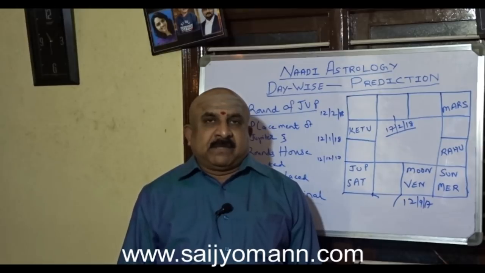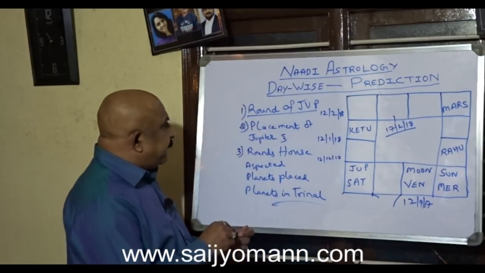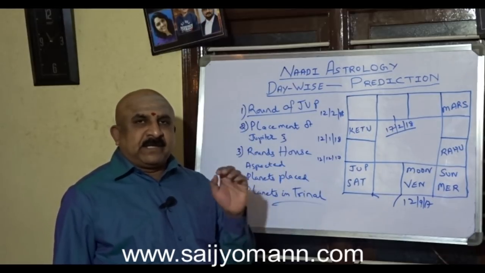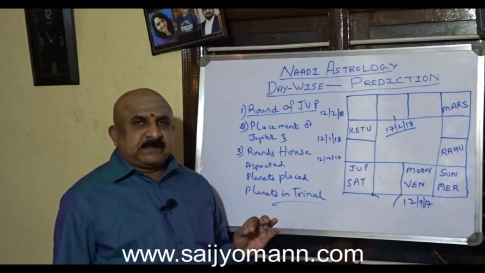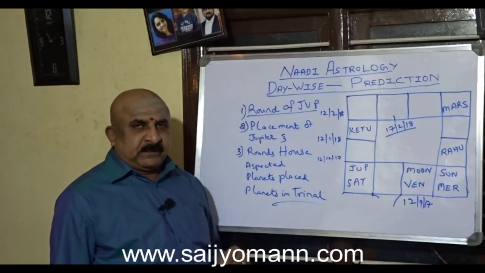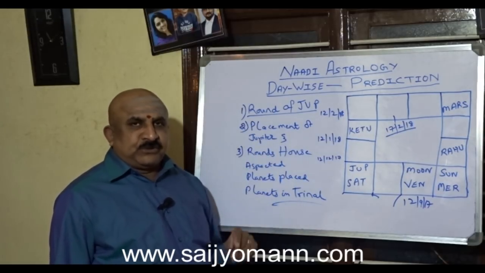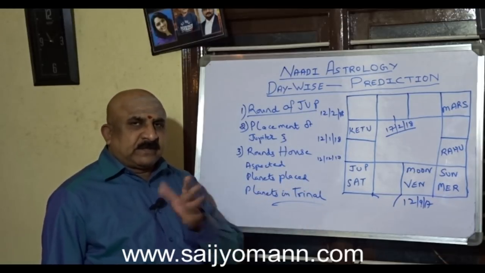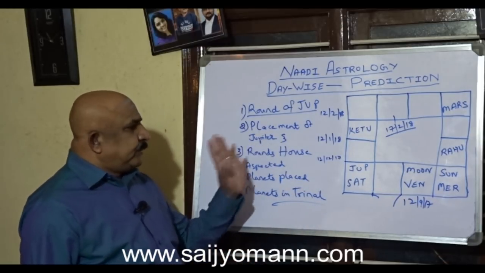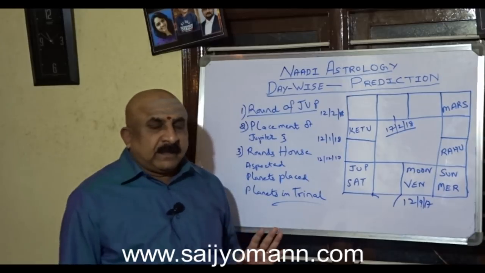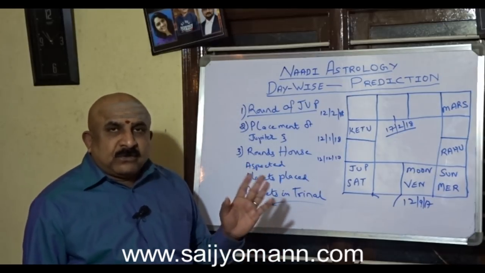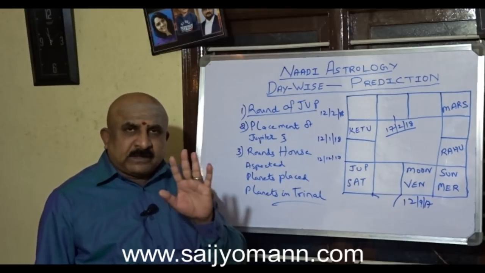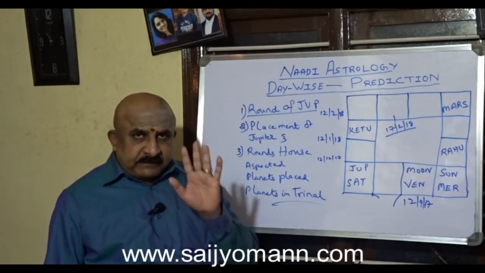What did you understand by this? Again, I'll repeat. When you want to calculate the happening of events, the first basic thing we see is the rounds of Jupiter: in which round the Jupiter is running, and where the Jupiter is placed. First point is over: placement of Jupiter. And now, don't watch the 5th house from Jupiter or 9th house from Jupiter. You will get that also, not here. I will tell you.